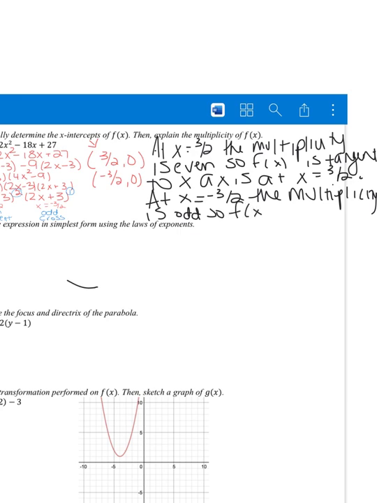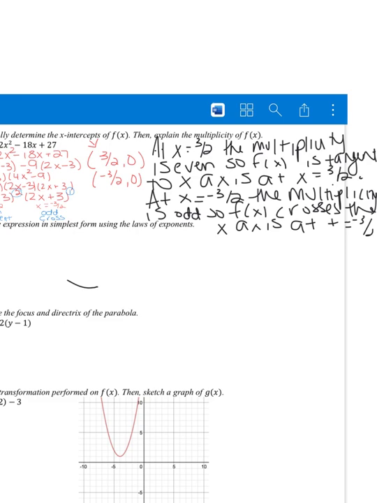So f of x crosses the x-axis at x equals negative 3 over 2. Okay, I know it's a lot, but you have to have all of those pieces to it because you have to be very specific in your answer.